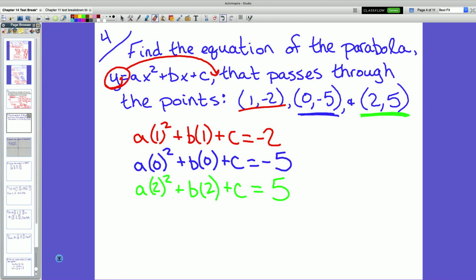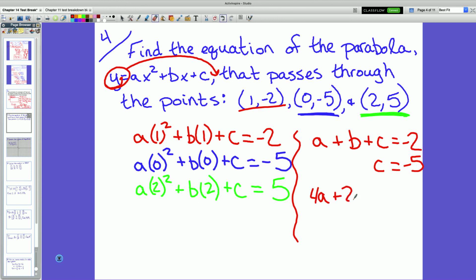So this would be just a plus b plus c equals -2. Here I would get 0 plus 0 plus c equals -5. And then on the bottom, I would get 4a plus 2b plus c equals 5. Well, since I already know what c is, let's make our lives a little easier. I'm going to go ahead and plug this in here and here.